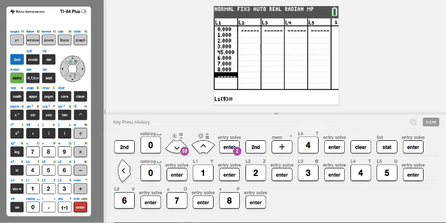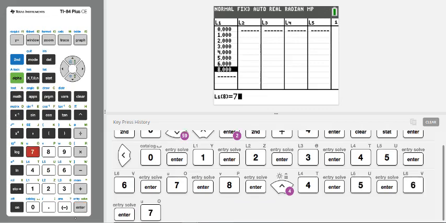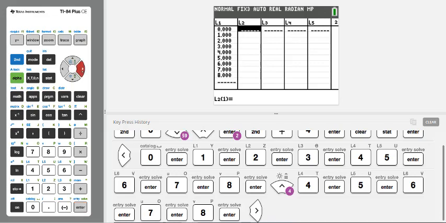Enter. And yes, I just typed that wrong. I've got to redo it. So that's 4, enter, 5, enter, 6, enter, 7, enter, 8, enter. All right, so double check. Just make sure what you've got is correct. Yep. Now let's put my Y's in.